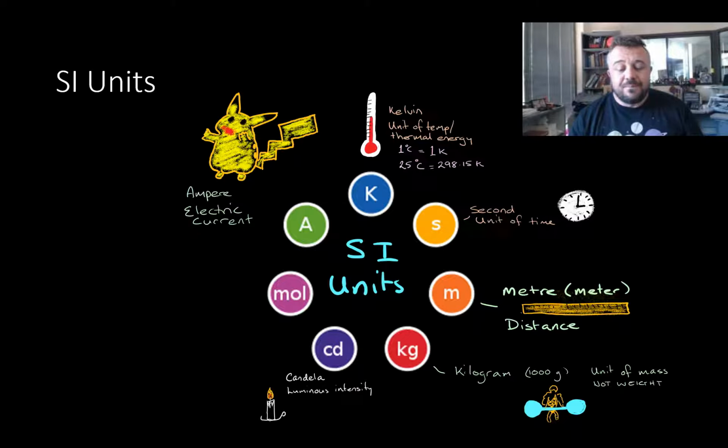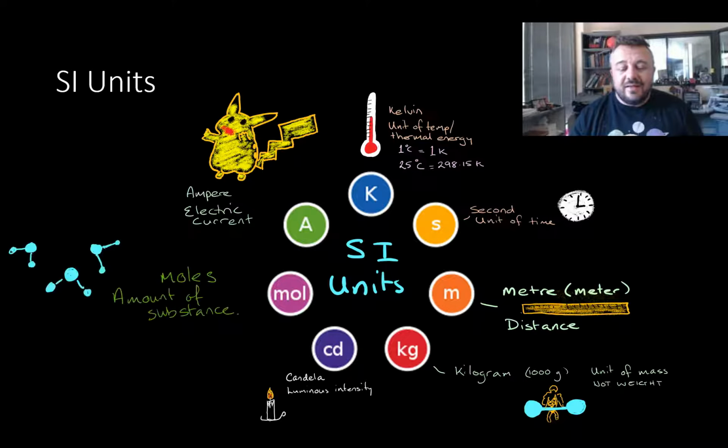Then we have candela, which is luminous intensity. So how bright a light is measured in candela. And there's actually other units, but candela is the metric system unit. It's the base unit. And then we have moles.